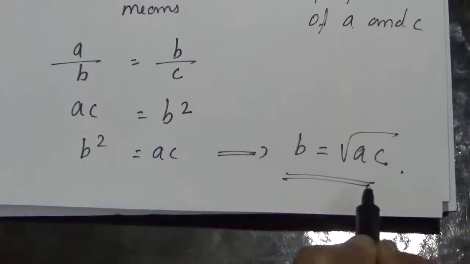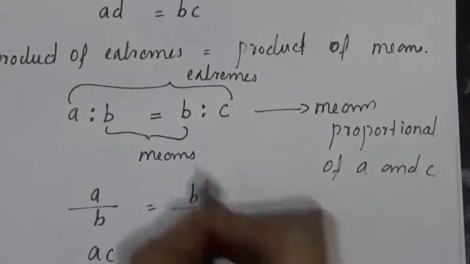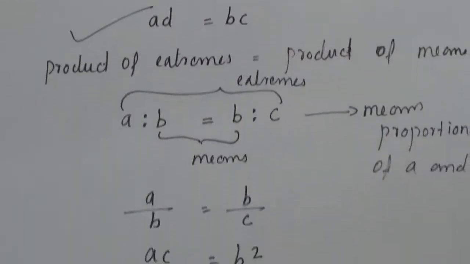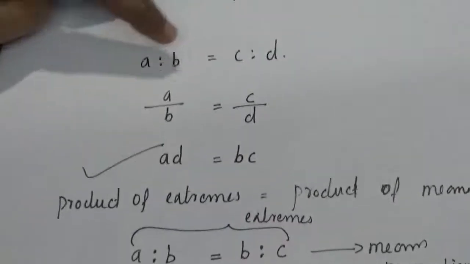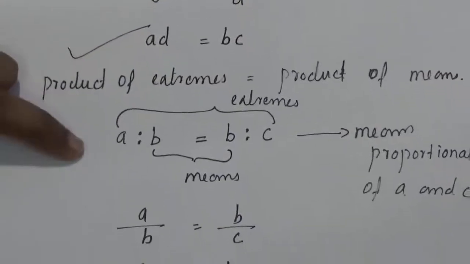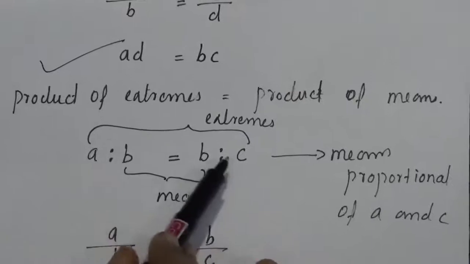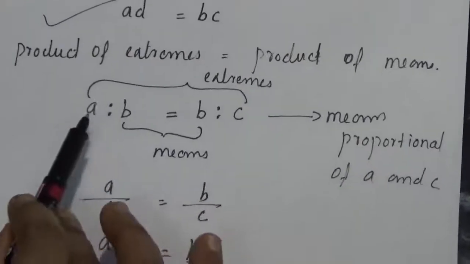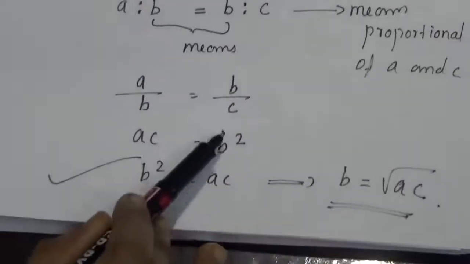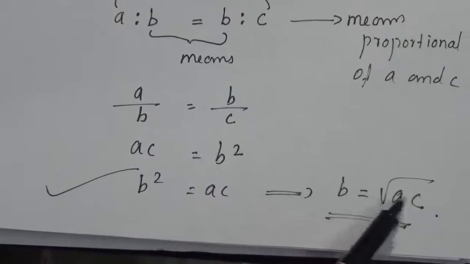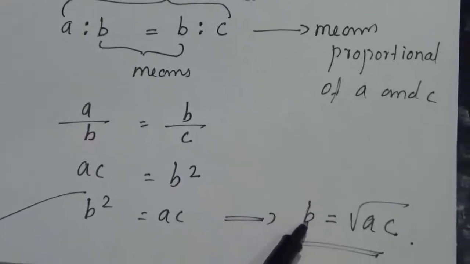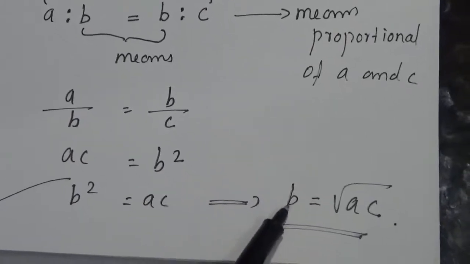So remember these two rules, the results, these 2 points in the case of proportion. That is A is to B is equal to C is to D, then product of extremes is equal to product of means, that is AD is equal to BC. And if two quantities A and C are in mean proportional, that means A is to B is equal to B is to C, then A by B is equal to B by C, we get B is equal to root of AC. A and C are the extremes, B is the mean. So if it is mean proportional to A and C, we will get B is equal to root AC.